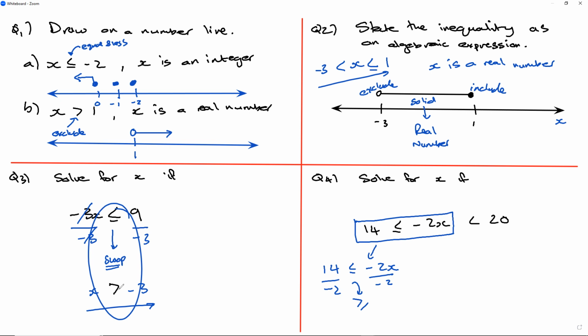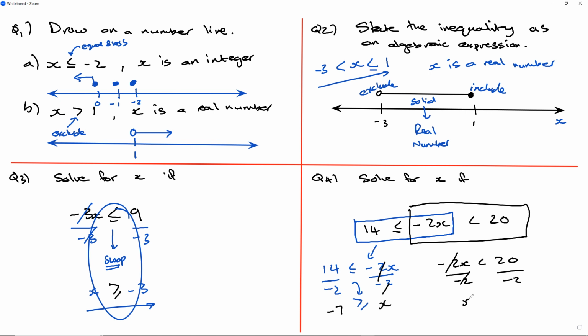So that's going to be greater than or equal to, which means this one here as well swaps over, becomes greater than or equal to. This is going to be -7, and that would be x. Then we look at the other side. We've got -2x is less than 20. We divide by -2.